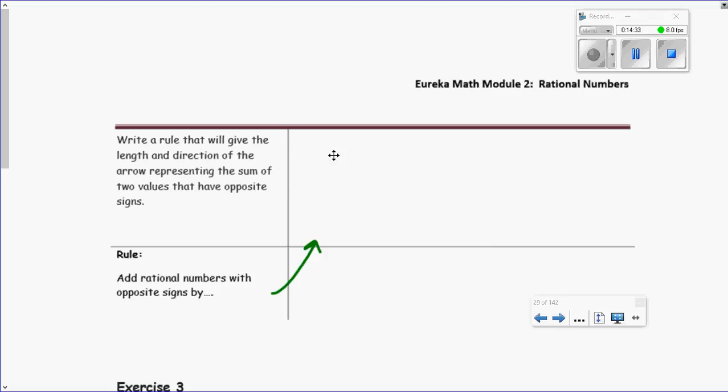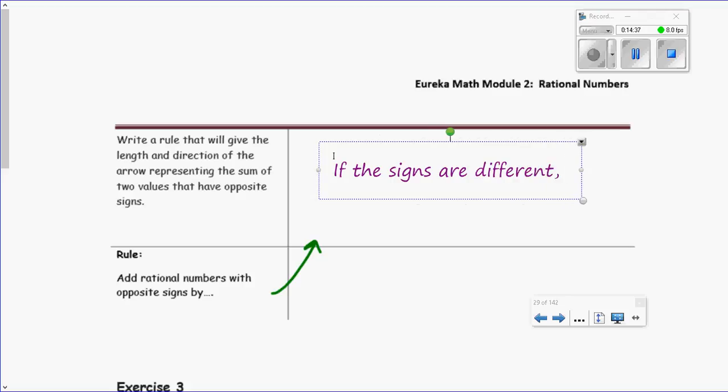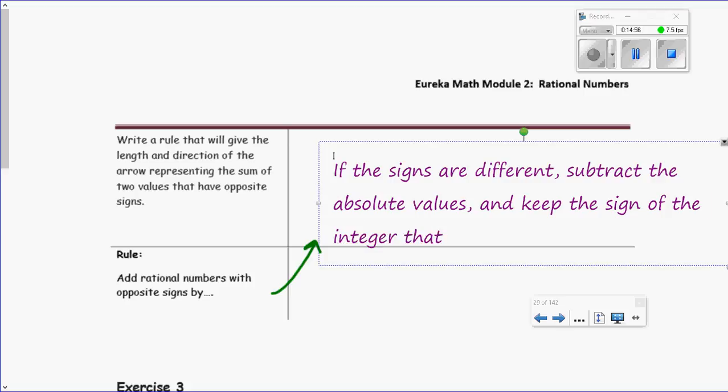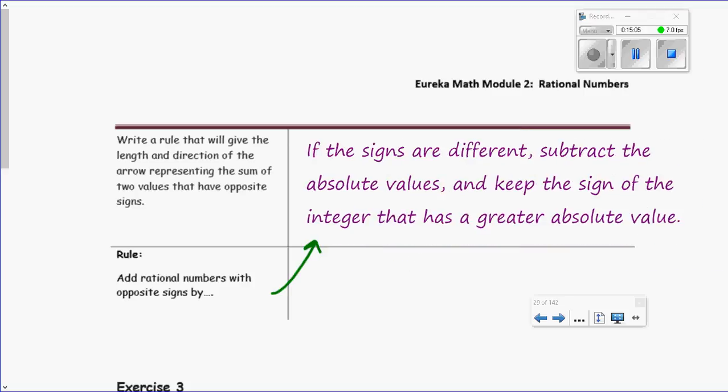If the signs are different, subtract the absolute values. And remember, that's the length of the arrows or the distance from 0 on the number line. Subtract the absolute values and keep the sign of the integer that has a greater absolute value. Okay, and that will count for your rule as well.